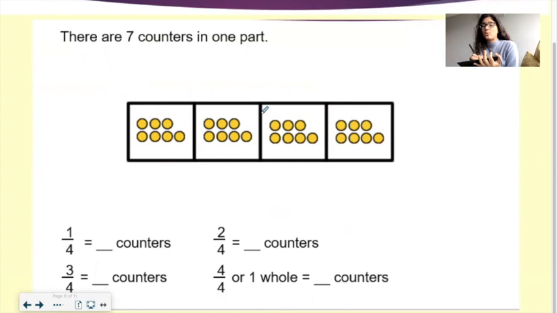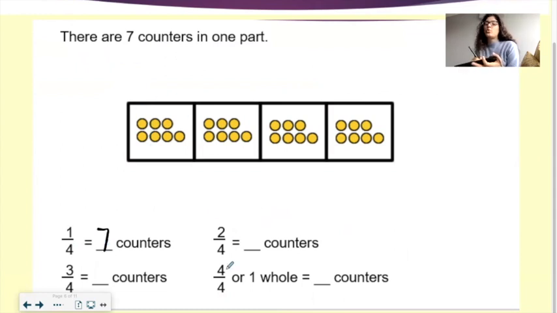How many parts do we have all together? We have 4 parts all together, okay? And in one of those parts, we have 7. So in each part, there are 7 counters. Now, 1/4 is how many counters? 1/4 means 1 part out of those 4 parts. How many counters do we have?